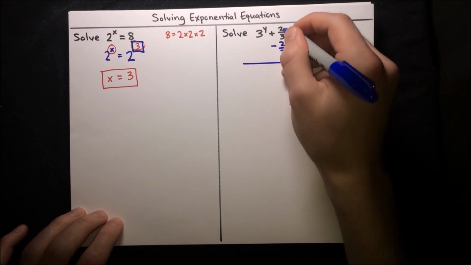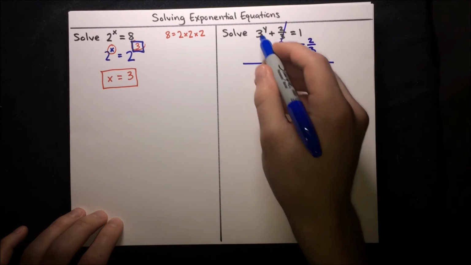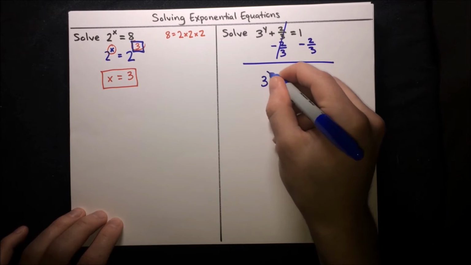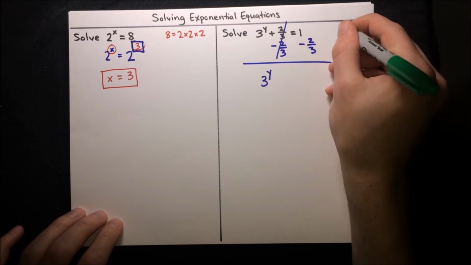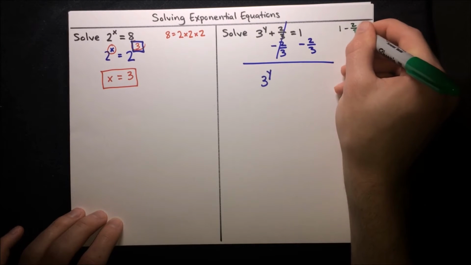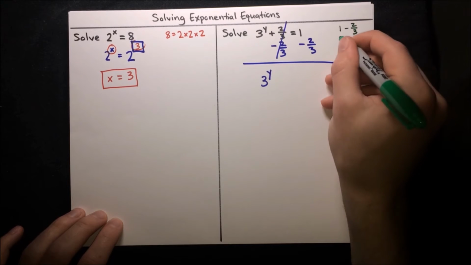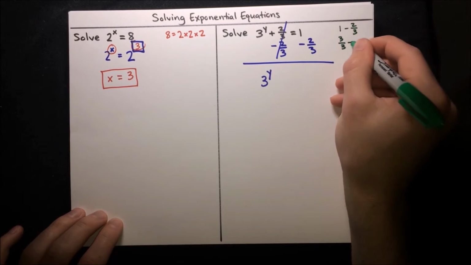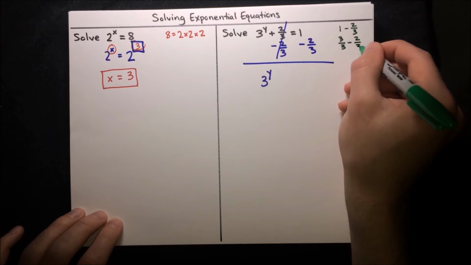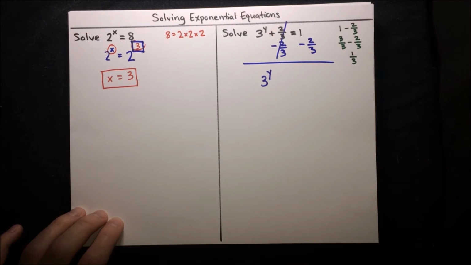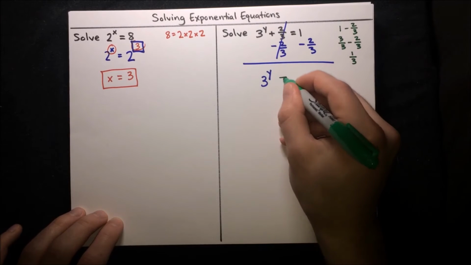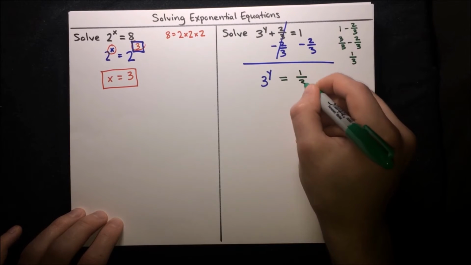So let's go ahead and subtract off 2/3 from both sides. So we'll do that. 2/3 minus 2/3 will cancel. We'll just have 3 to the y on the left-hand side. And then 1 minus 2/3, we can work that out here. 1 minus 2 over 3. Well, 1 is just 3 over 3. And then 3 over 3 minus 2 over 3 is just 3 minus 2 over 3, or just 1 over 3. So 3 to the y is equal to 1 over 3.